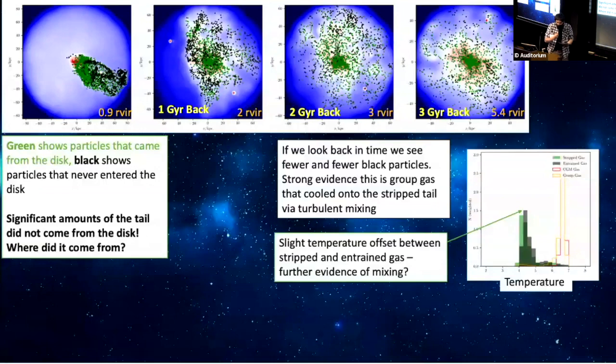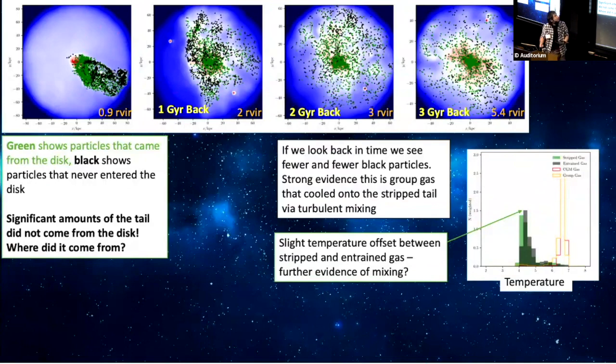So the next question is to ask, where did the tail gas come from? Up here, I've highlighted two distinct groups of gas. In green, you have the gas that came from the disk, and in black, you have the gas that never entered the disk. The surprising thing is that a significant chunk of the tail gas never came from the disk.